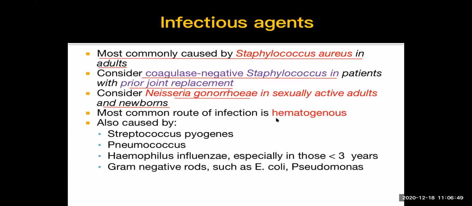Most common route of infection is hematogenous, already talked about, but it also may be caused by Streptococcus pyogenes, Haemophilus influenzae, and pneumococci or Streptococcus pneumoniae as well. Haemophilus influenzae is common in those children who are less than 3 years old, especially if they are not vaccinated with the HIB vaccine. And sometimes even gram-negative rods like E. coli and Pseudomonas are responsible. So many other organisms can also lead to joint infection, but all of them do not form the pus inside.